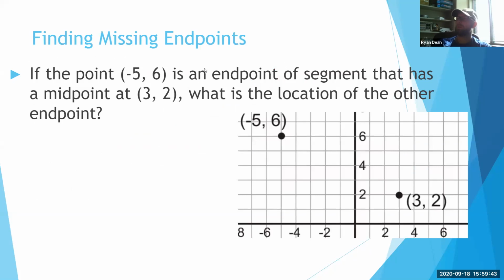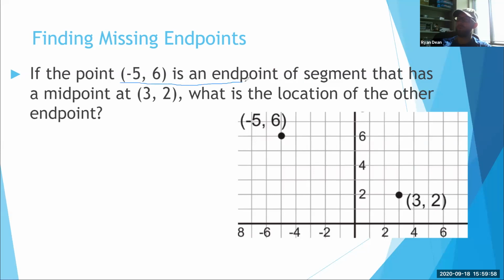So the last thing that we need to talk about is how to find missing endpoints. Sometimes you'll be asked to find a missing endpoint, and the information that's going to be given to you in the problem is you're going to be given one endpoint, and then you're going to be given a midpoint. So the question is, what is the location of the other endpoint? So this way we have to work backwards.